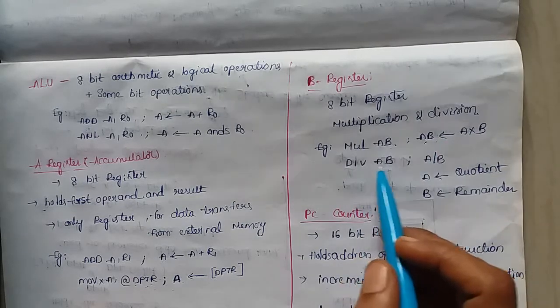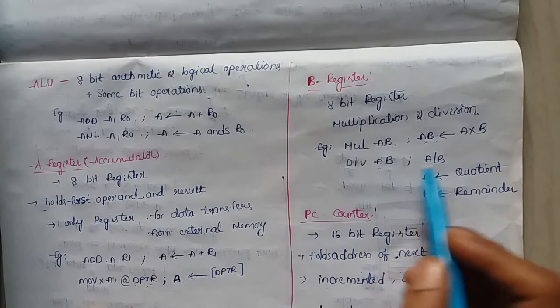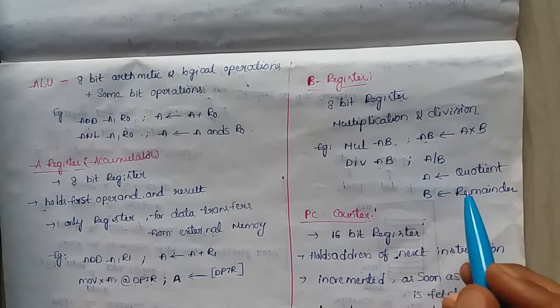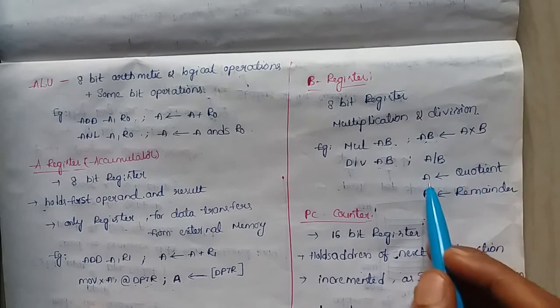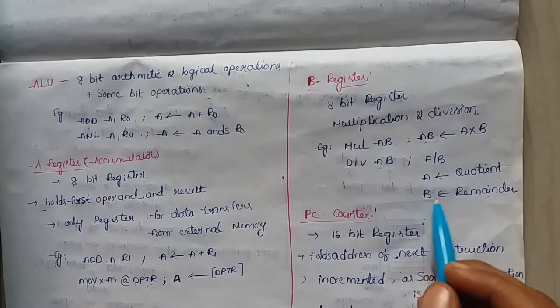In division, DIV AB. Here the content of A is divided by B. The resulting quotient is saved into the A register, and the remainder is saved into the B register.